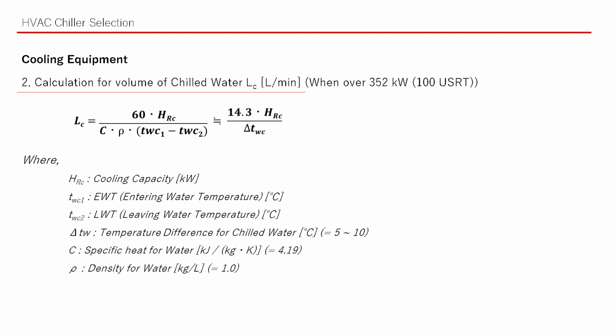2. Calculation for volume of chilled water LC. When over 352 kilowatts, it can be calculated from this formula. HRC is cooling capacity. TWC1 is entering water temperature. TWC2 is leaving water temperature. Delta TW is the temperature difference for chilled water. It is to be 5 to 10 depending on the system. C is the specific heat of water, 4.19. Rho is the density of water, 1.0.